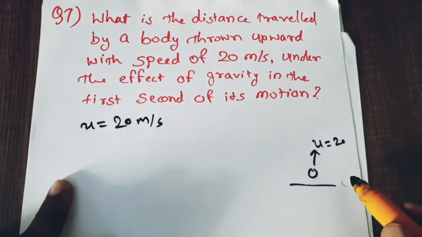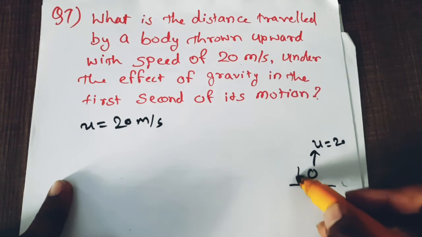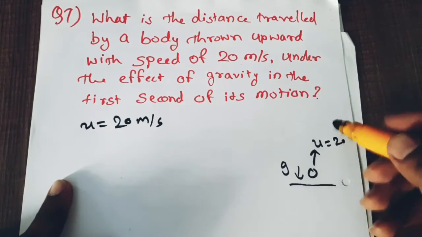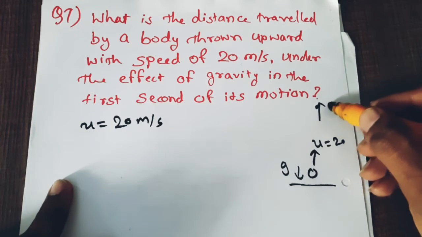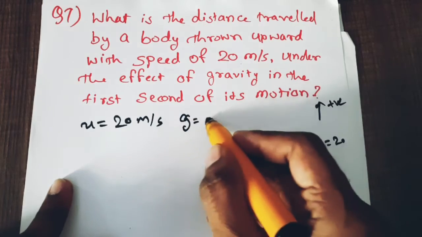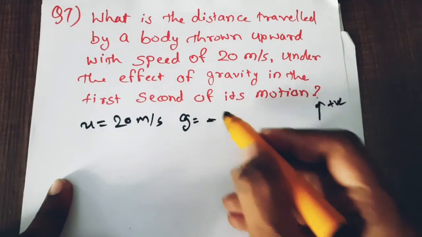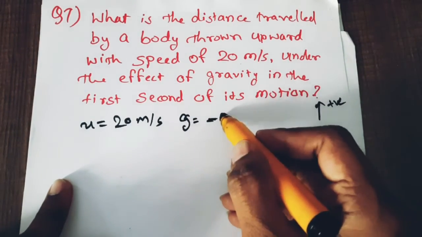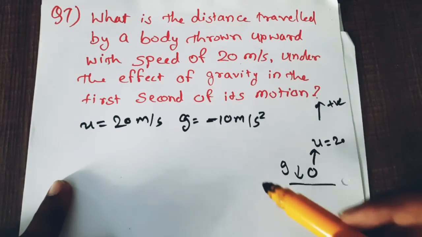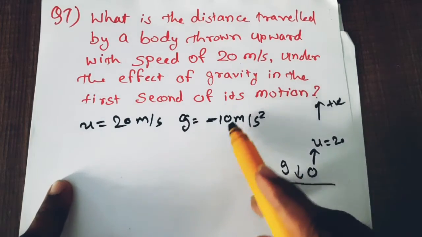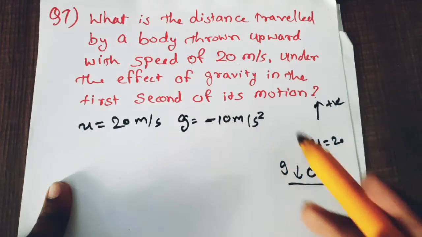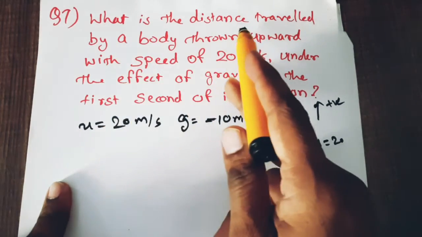Under the effect of gravity, let us say it has downward acceleration g, and as far as our convention is concerned, we will take upward direction as positive direction. So our acceleration g will be downward, so we will take it as minus of 10 meter per second square. Value of g is 9.8, but we will take 10 for our simplicity of calculation. Under the effect of gravity in first second of motion, what we have to find is distance.